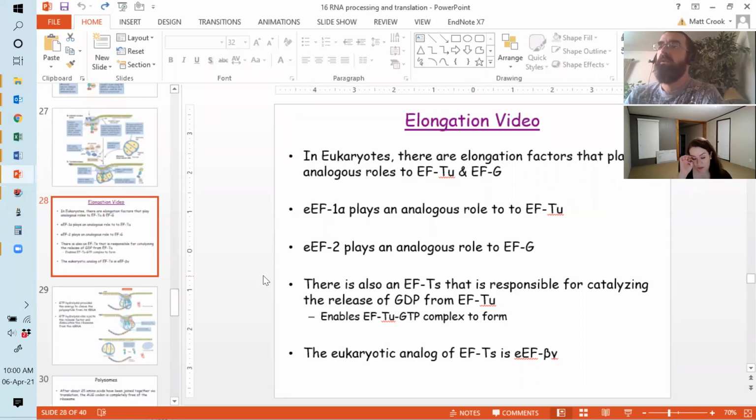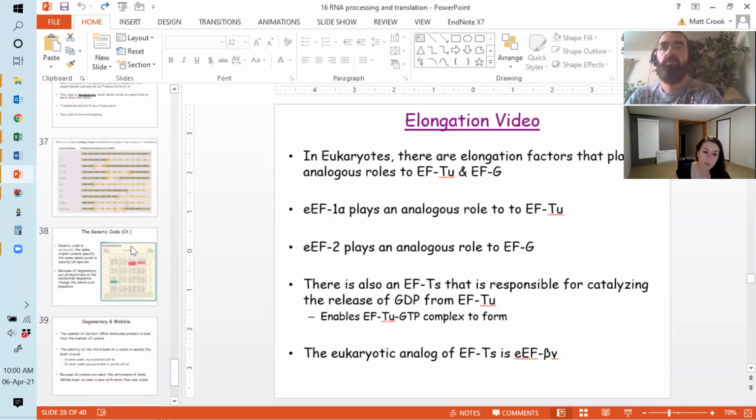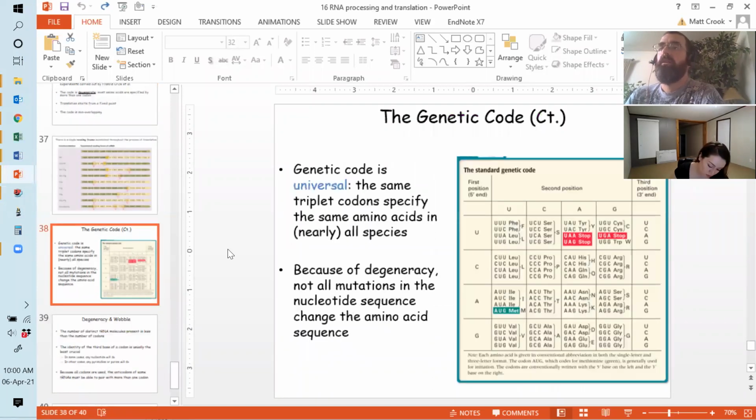Okay, so essentially this happens continuously, right, until we get to a stop codon. And stop codons are codons that do not have a matching tRNA.